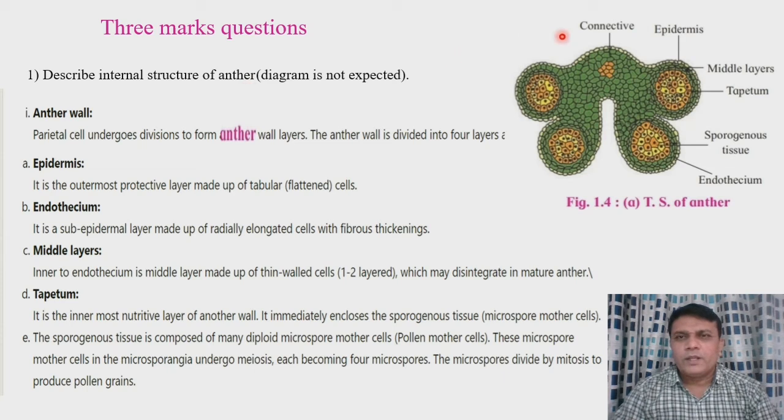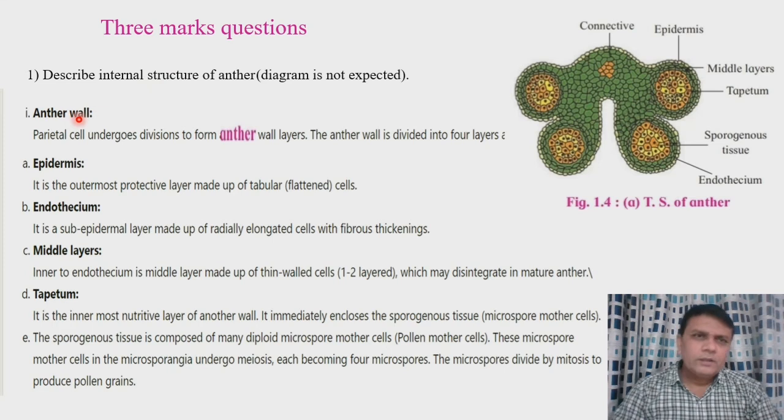Here I have given the diagram for your understanding. Now the mark distribution is that these 3 wall layers will carry half mark each. Then tapetum carries 1 mark, that is for structure and its function 1 mark is given. And then for pollen mother cell, its nature or function half mark is given. So in this way the distribution of 3 marks is given.